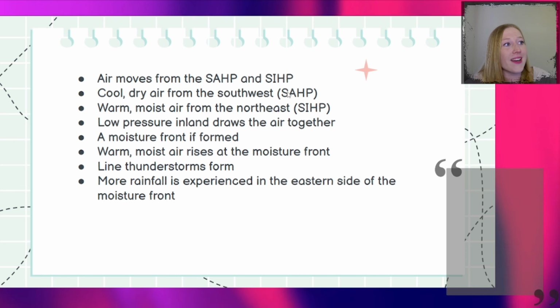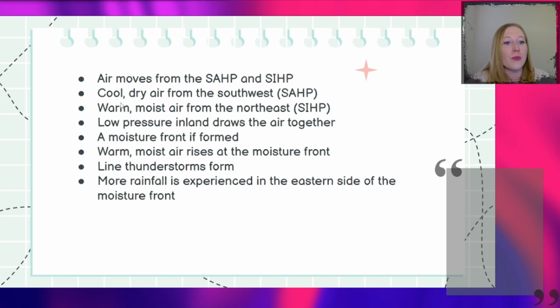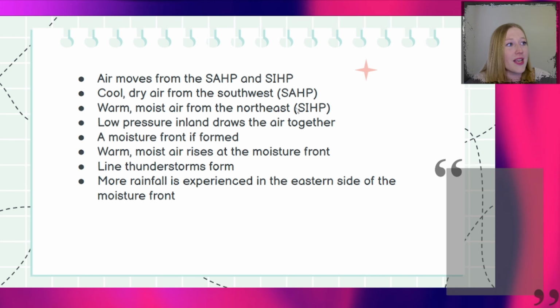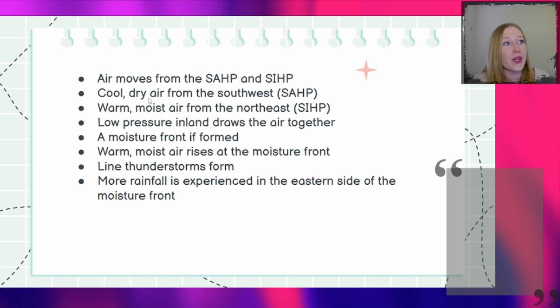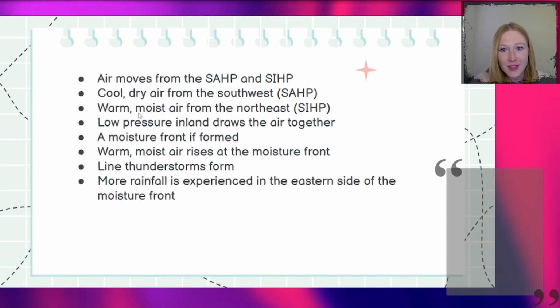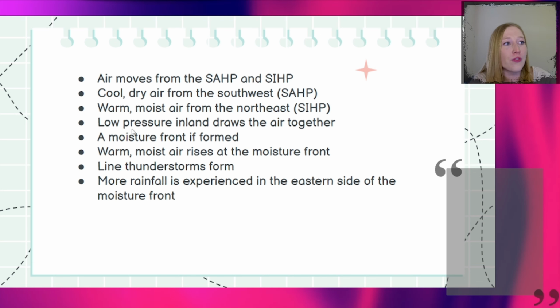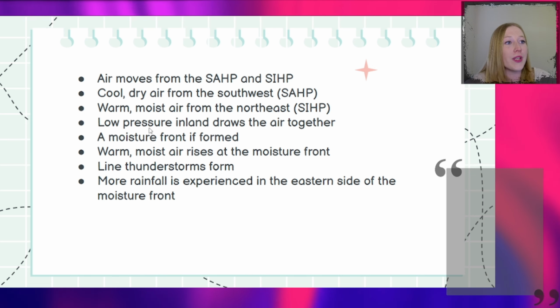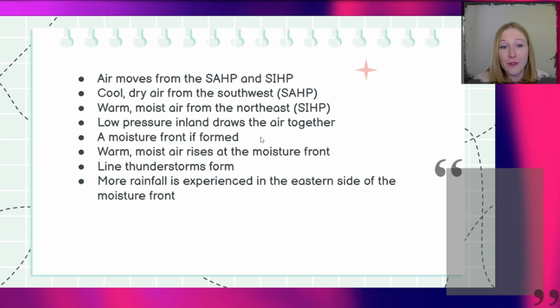The South Atlantic high pressure brings very cool, very dry air from the southwest. The South Indian high pressure brings warm, very moist air from the northeast. Where they converge, or where they're drawn in at the low pressure, we get what we call a moisture front. Hopefully you remember what a front is.